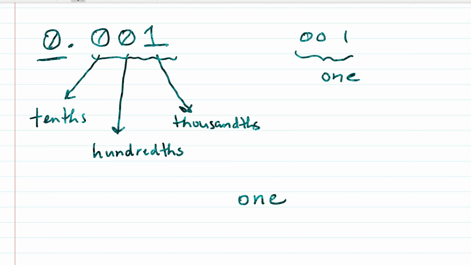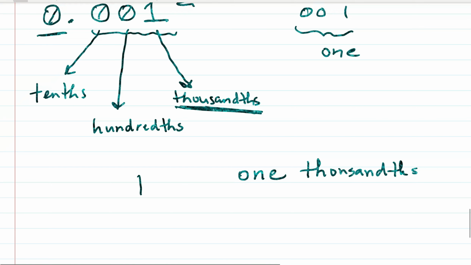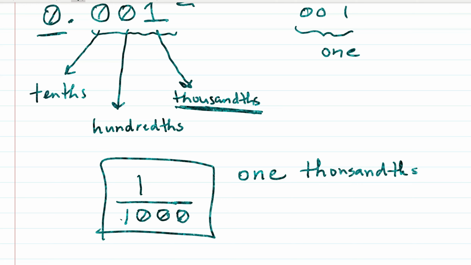Okay, so we said that this is 1, right? And then you always remember the rule. The rule says look at that last number. That last number and the place that it's in tells you what to write. That's 1 thousandth. So let's just write it as a fraction. 1 thousandth is 1 over 1,000. So here it is, 1 thousandth. 1 over 1,000 makes 1 thousandth.